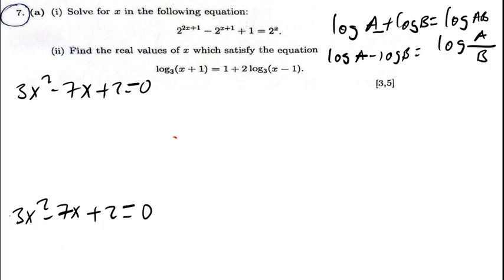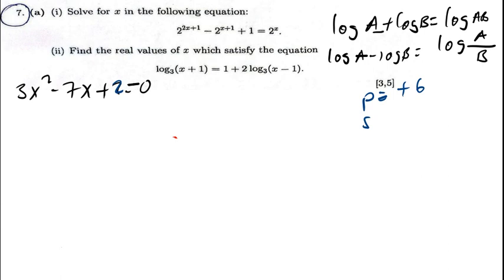We can clearly see that this is factorizable. The product is 3 times 2, which is positive 6. The sum is negative 7. What will be the factors? The factors should be negative 6 and negative 1, because negative 6 minus 1 is negative 7, and negative 6 times negative 1 is positive 6. So these are the factors we are going to use.